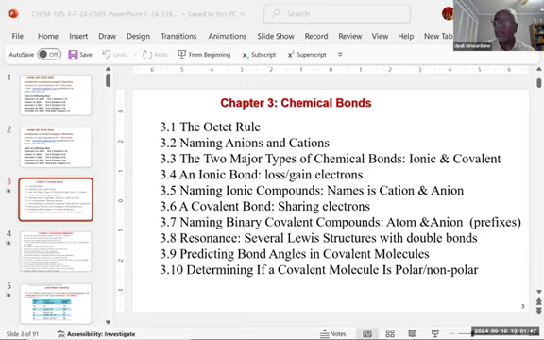I will share my slides for chapter 3. I'm going to go right where I left off last time and go through the material. Let me share my slides. All right, can you see my chapter 3 slide page? Yes, sir. All right.